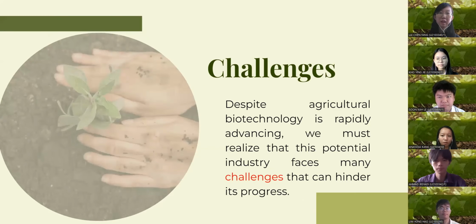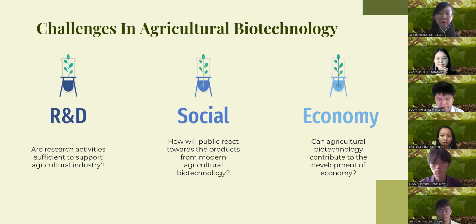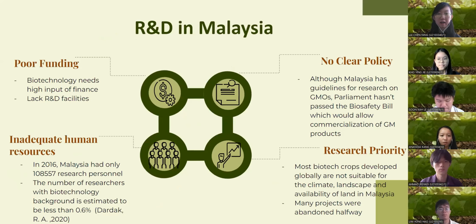However, despite agricultural biotechnology rapidly advancing, we must realize that this potential industry faces many challenges that can hinder its progress. For this part, we will mainly focus on three areas, which are R&D, social, and economy. Basically, there are four challenges in the R&D.